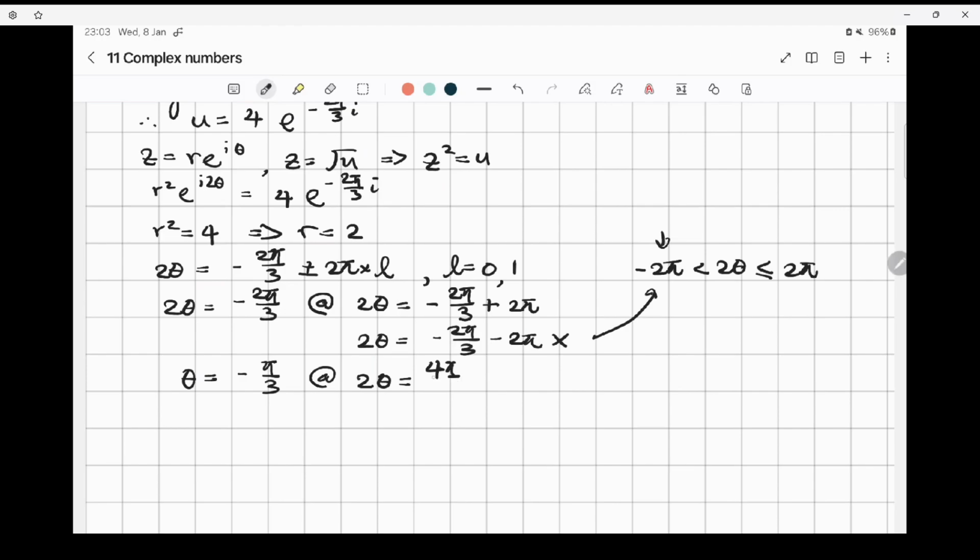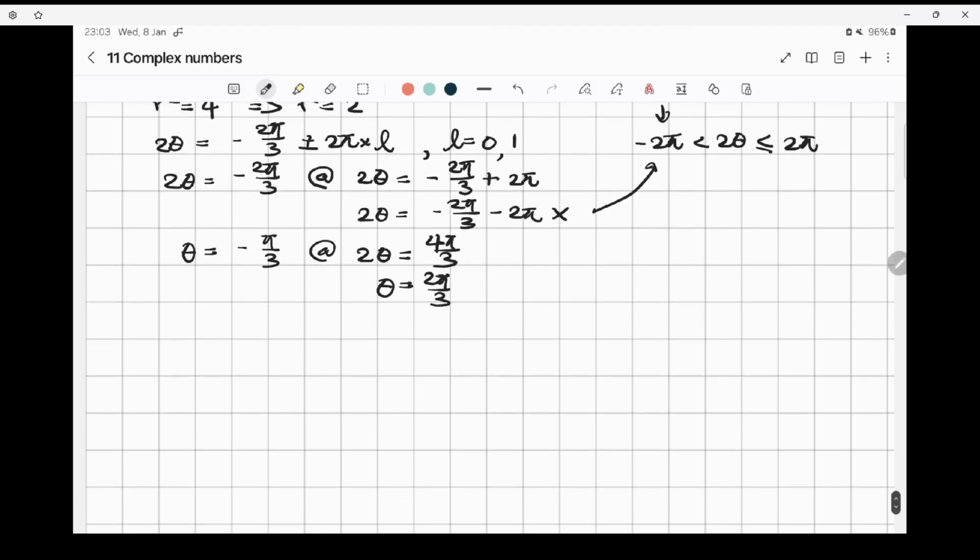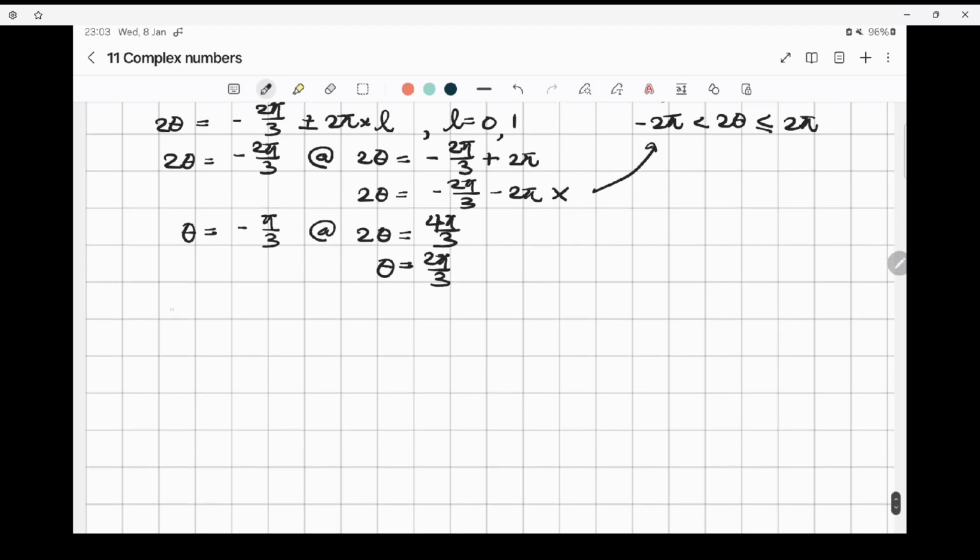4 pi over 3. So theta will be 2 pi over 3. So finally, write down your solution. Square root of u or z will be equal to 2e^(-pi/3 i) or 2e^(2pi/3 i).